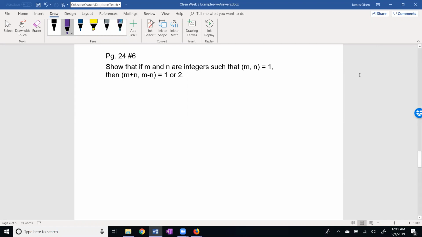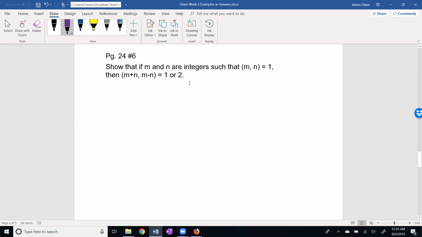Prove the following. If m and n are integers that are relatively prime, m and n having a greatest common divisor of 1, show that the greatest common divisor of m plus n and m minus n is 1 or 2. You might experiment with some numbers. They're relatively prime. And I'm going to have you pause the video to see if you can generate some examples that give a GCD of 1 and a GCD of 2.